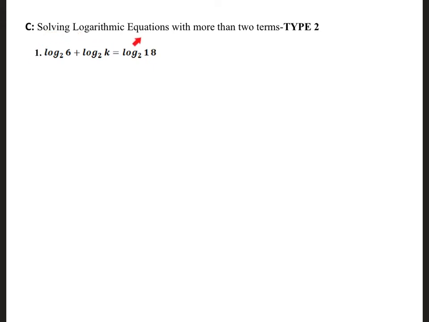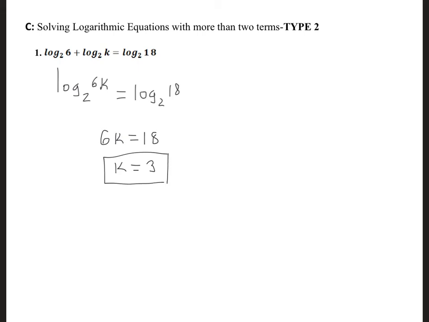Now here, we are solving logarithm equations with more than 2 terms. This is type 2 of the previous one we solved, which was type 1. So how do we do this? Since I have 2 terms on this side, I need to combine them. So I'm going to combine and write as logarithm to base 2. Since I'm adding, I'm going to multiply, is equal to logarithm to base 2 of 18. And now, since the bases are common, I'm just going to write 6k is equal to 18, and k is equal to 3. When I plug that in, I just need to make sure it doesn't lead to a negative number. So that's the solution.